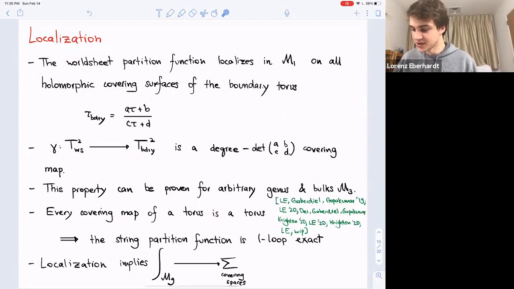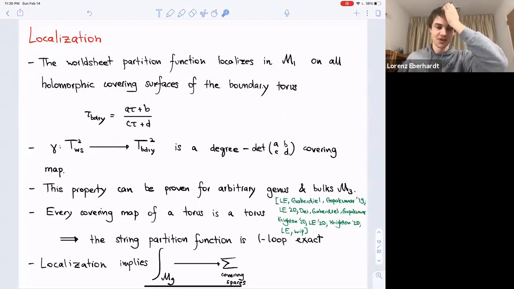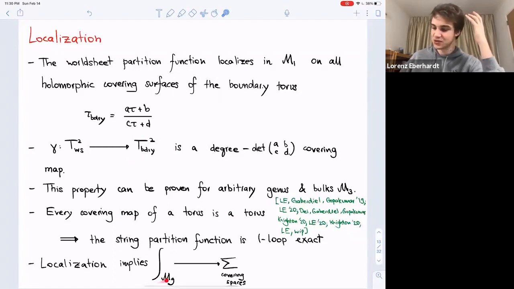And as I said, because of this localization, the one loop exactness also immediately follows. But morally, the important thing is that this localization implies that we don't have to do any complicated integral over moduli space of Riemann surfaces, but we can just sum over all the covering spaces. So it's just some finite or discrete sum.